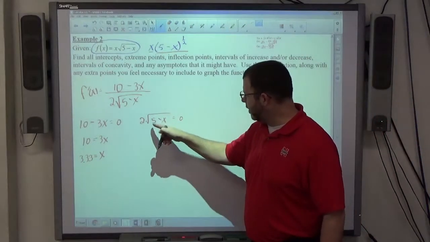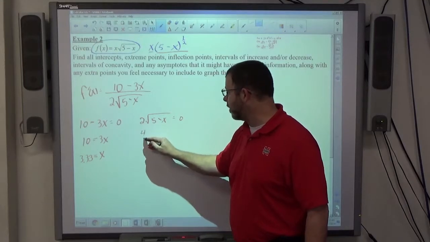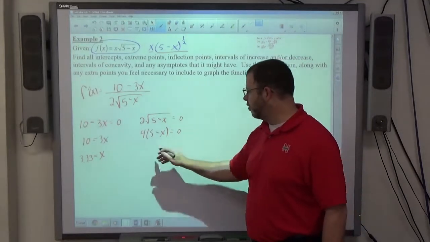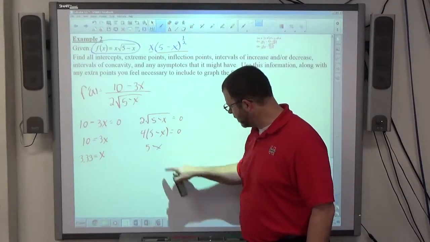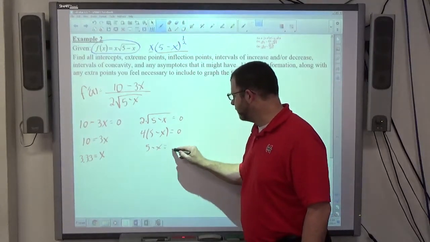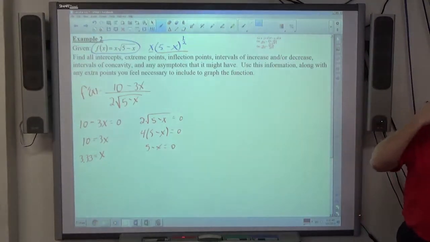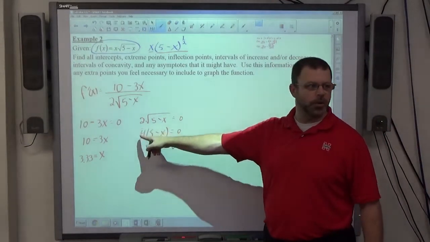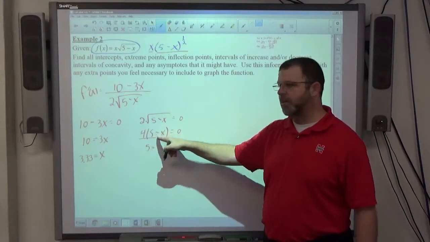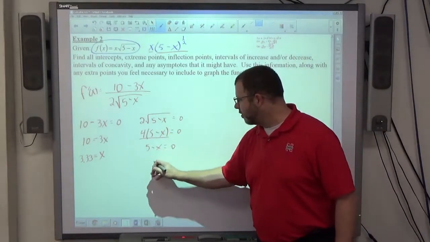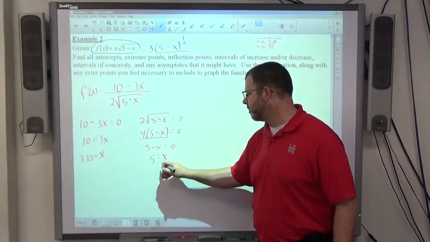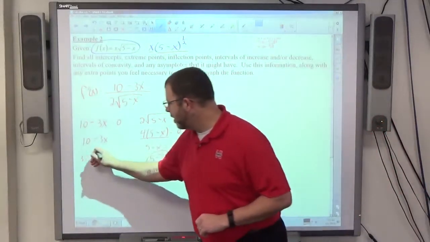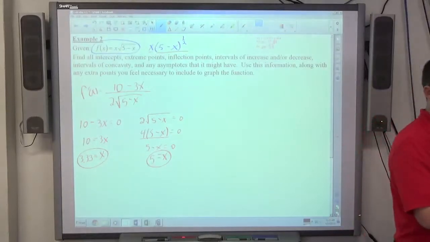Over here, if I square both sides, I'm going to get 4 times 5 minus x is equal to 0, which is just as good as saying 5 minus x is equal to 0. Notice this is already in factored form, right? Can 4 equal 0? No. 5 minus x can though, right? So the 4 doesn't really matter there. So this gives me 5 equals x. 5 is where it's undefined. 3.33 is where it equals 0. So both of those are critical numbers.